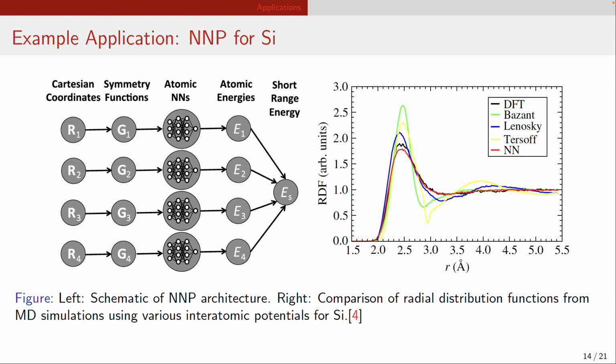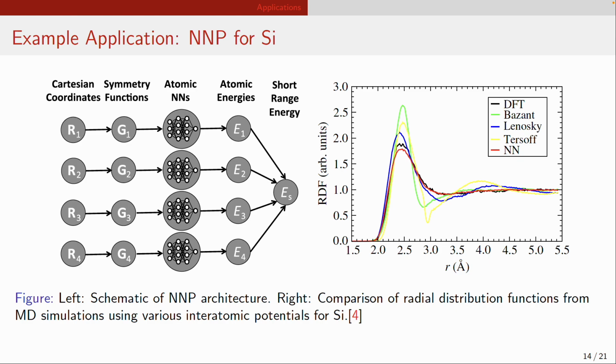So this is a neural network potential for silicon. So as I mentioned, you basically map every single atom to some set of symmetry functions, and then each of those, you basically have an artificial neural network, and each of those artificial neural networks then predict the energies on each atom, and then you sum the energies on the atoms to basically get your total energy, right?